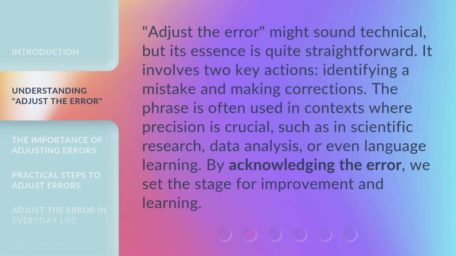Adjust the error might sound technical, but its essence is quite straightforward. It involves two key actions: identifying a mistake and making corrections. The phrase is often used in contexts where precision is crucial, such as in scientific research, data analysis, or even language learning. By acknowledging the error, we set the stage for improvement and learning.